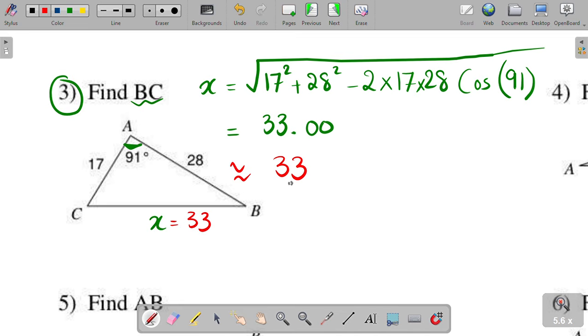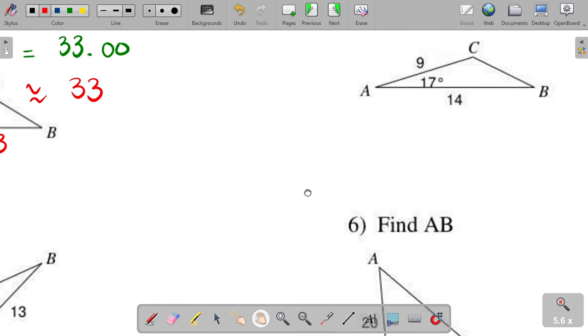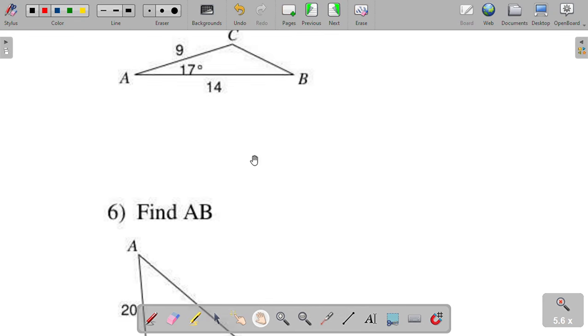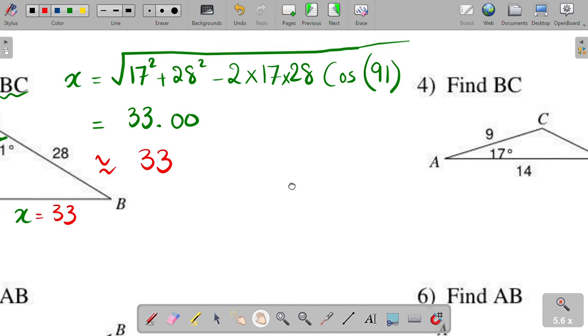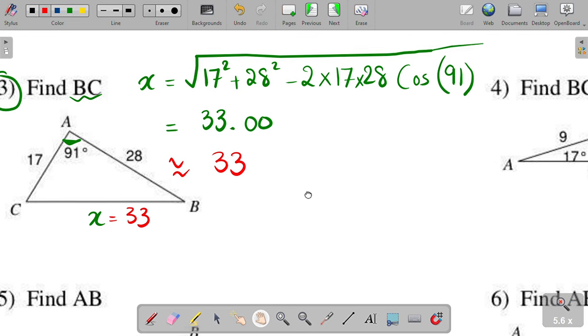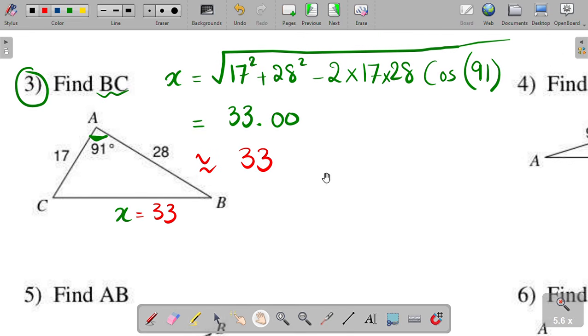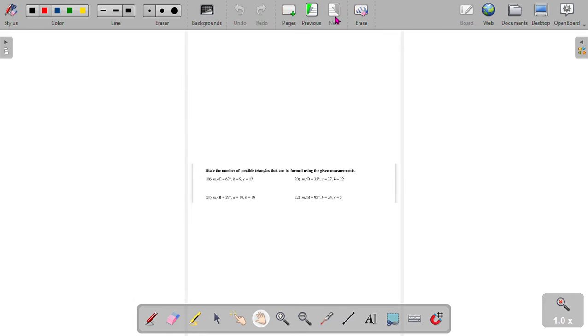Please, once you find the answer, write it on the triangle. Okay, and that's it, guys. We solved SAS, we solved sine, and we solved cosine. These are all the 3 cases that we have in this trigonometry. Okay, now we have the number of triangles.